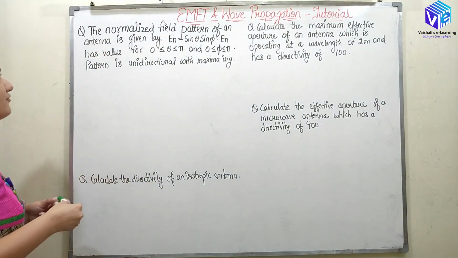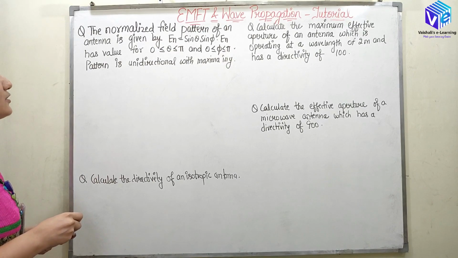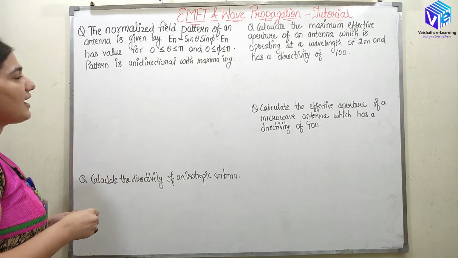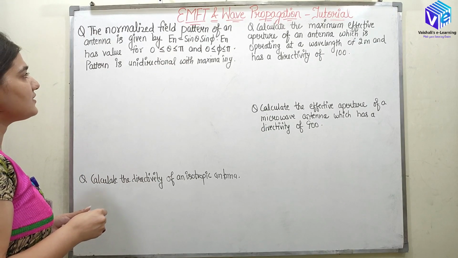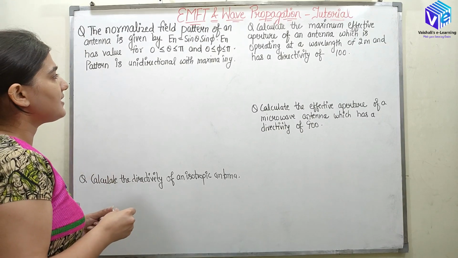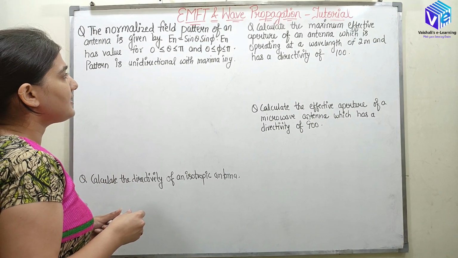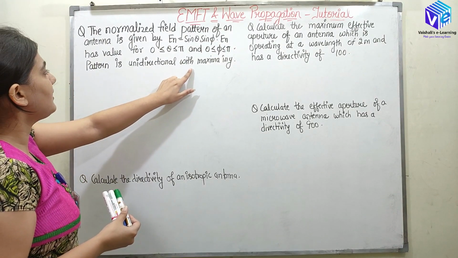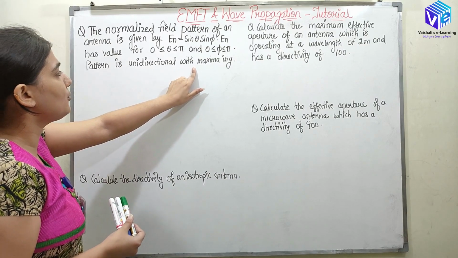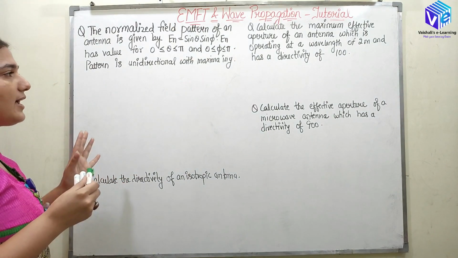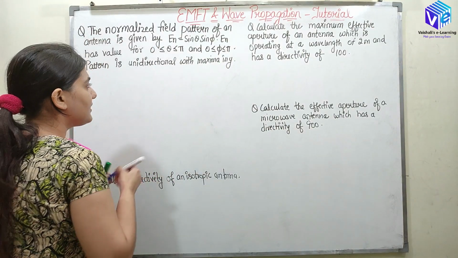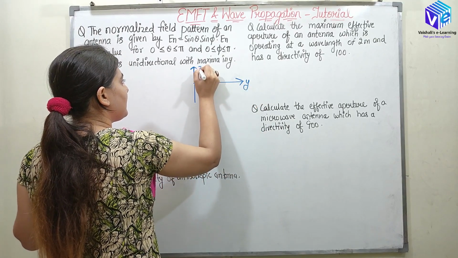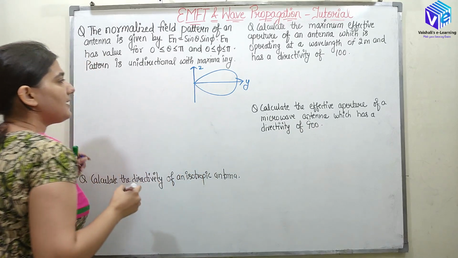Now coming back to the first question, it states the normalized field pattern of an antenna is given by En equal to sine theta sine phi. So En has this value for 0 less than or equal to theta less than or equal to pi, and 0 less than or equal to phi less than or equal to pi. The pattern is unidirectional, with maxima in y. So we have the maxima in the y direction. Let's understand how the pattern is. If this is my z direction and this is my y direction, this is how my pattern is.